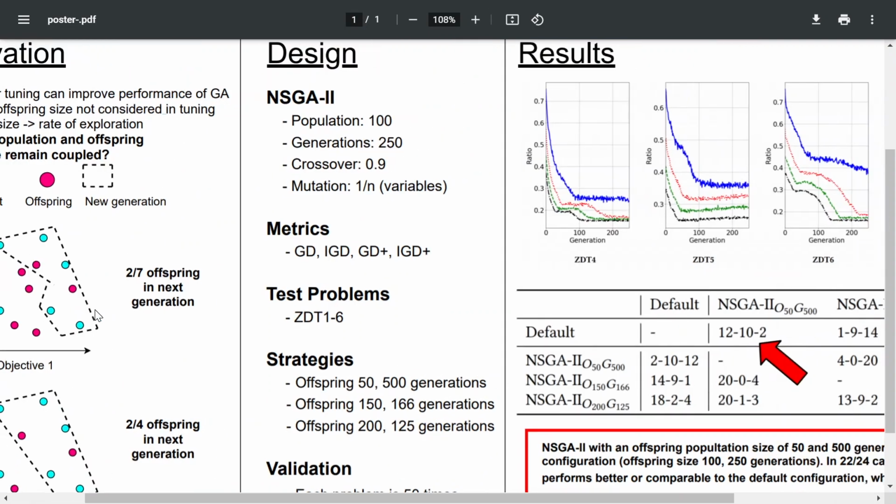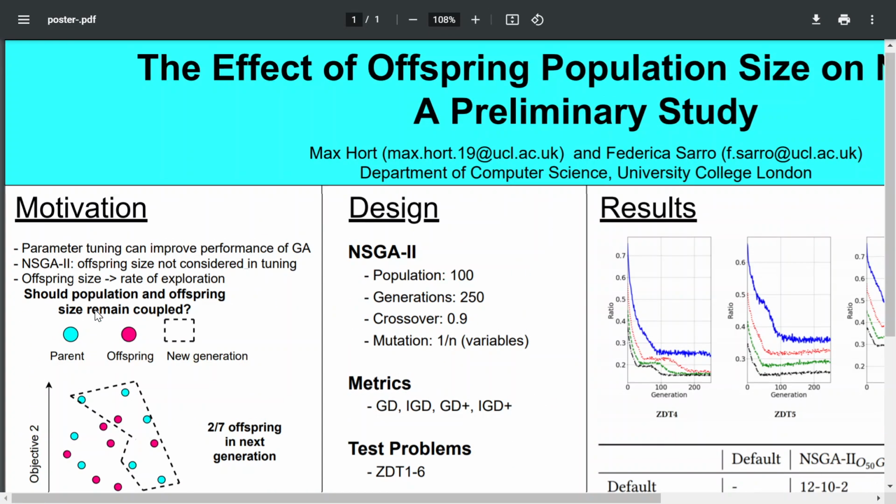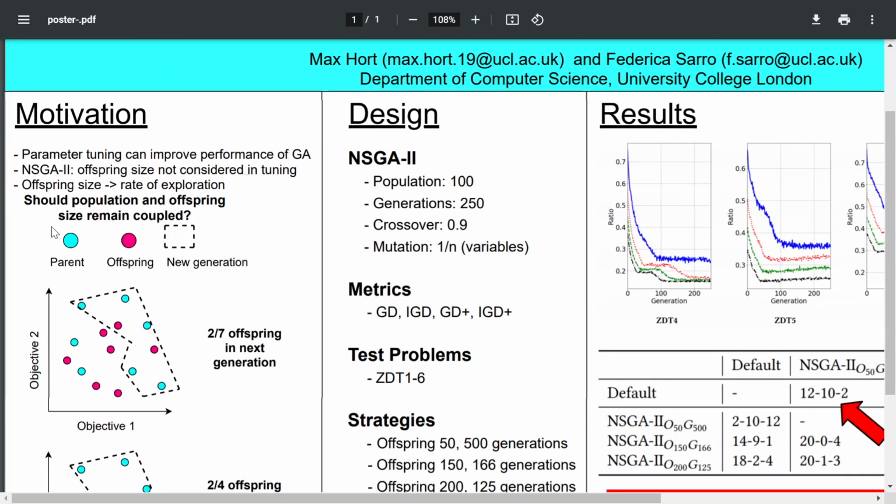The motivation behind this study and analysis is that it has been shown that parameter tuning can be used to improve performance of different search algorithms, including GAs and NSGA-II. However, offspring population size has not been considered during the tuning process. Nonetheless, offspring population size is important because it guides the rate of exploration, or the exploration-exploitation trade-off. Which is why we ask ourselves whether population size and offspring population size in NSGA-II should remain coupled, as they are by default equal.